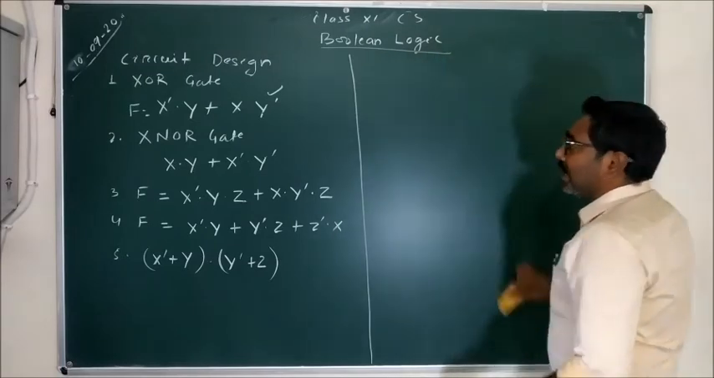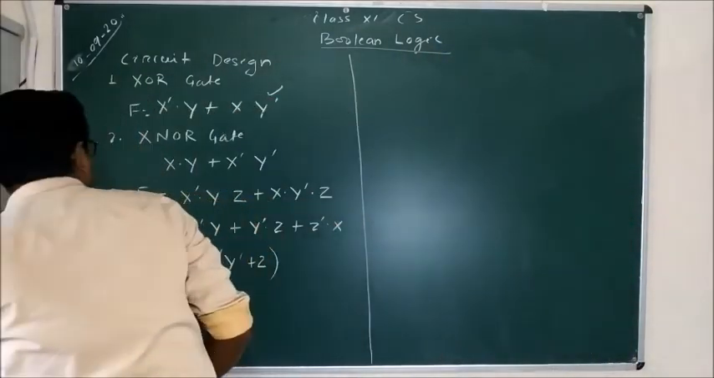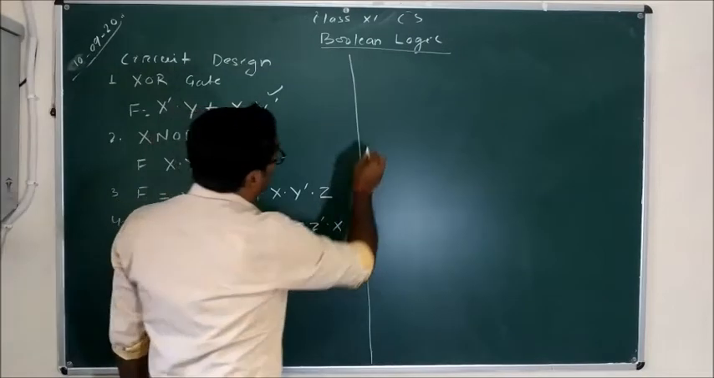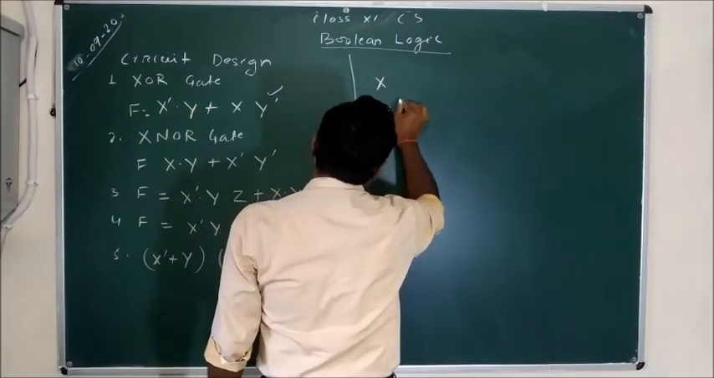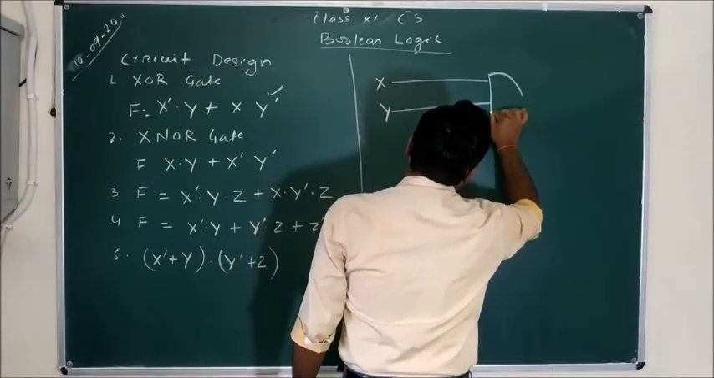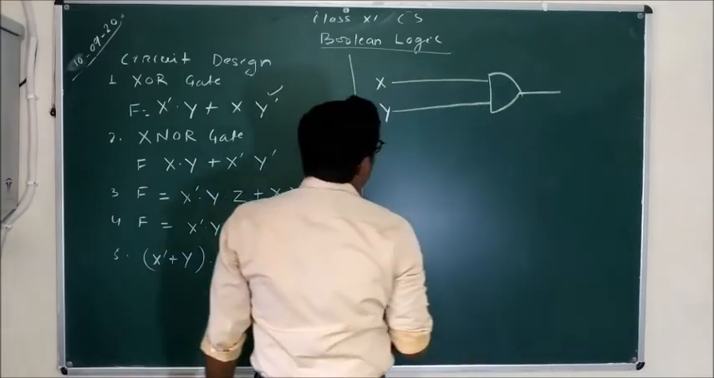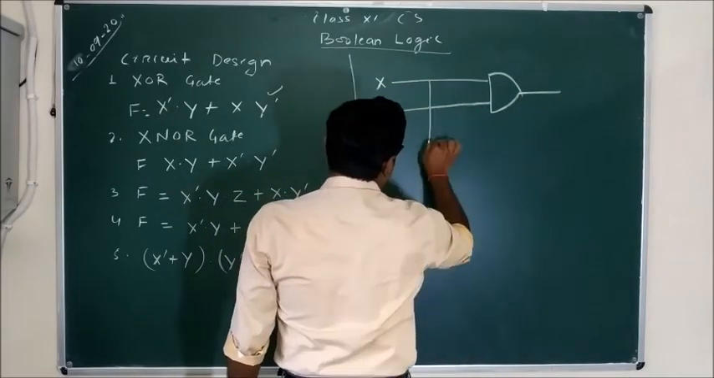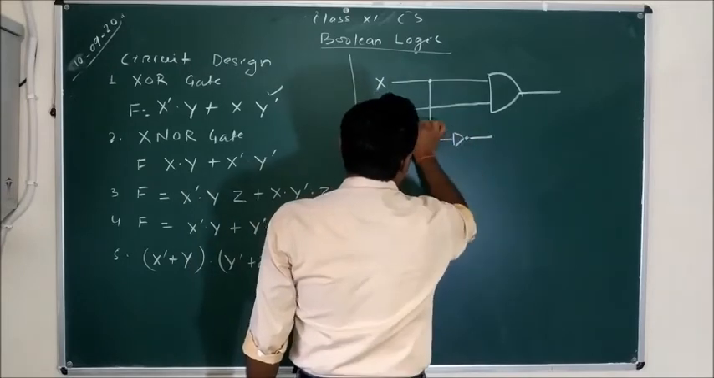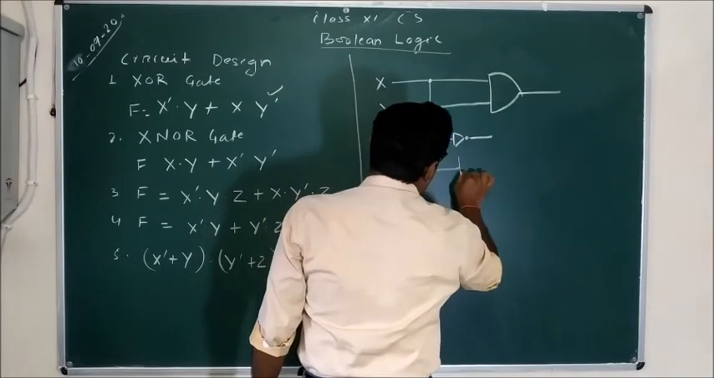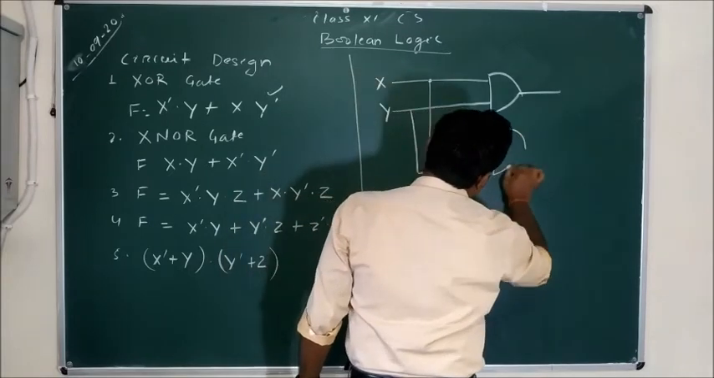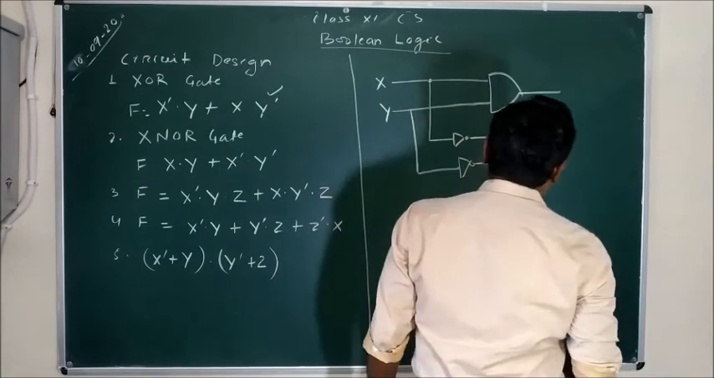So this is the design or circuit for that particular Boolean logic. Now if you go for the second thing, that is x dot y plus x dash dot y dash. Okay, I think you can understand now. X, y pass through an AND gate, so that we will have x dot y. NOT gate will have x dash. Again through NOT gate we'll have y dash.